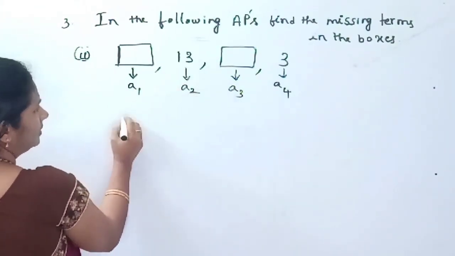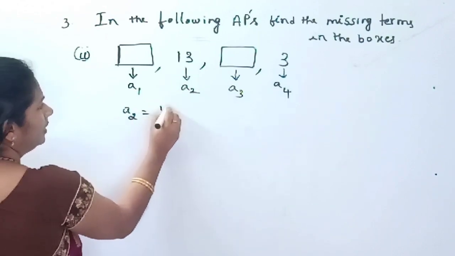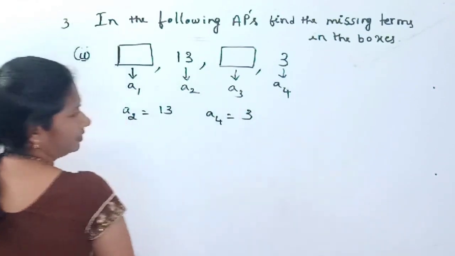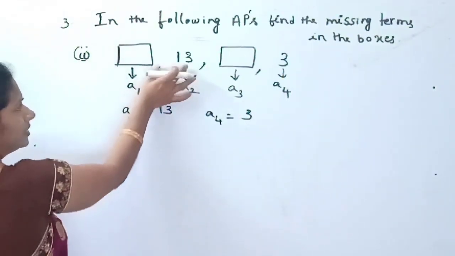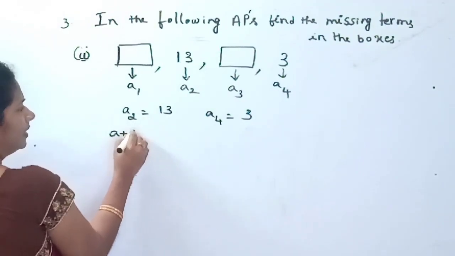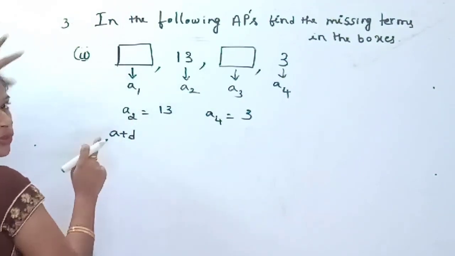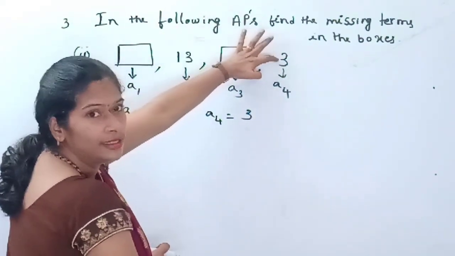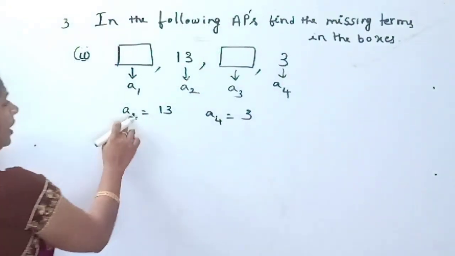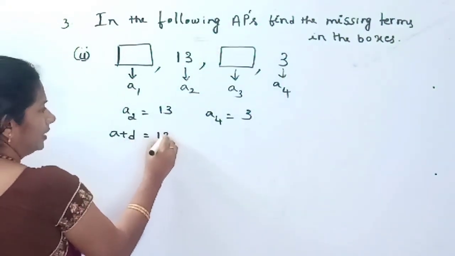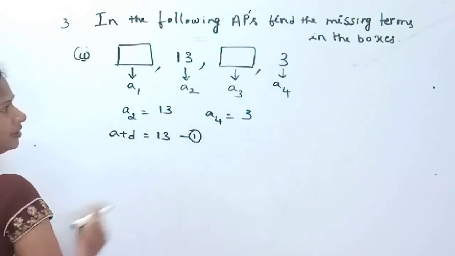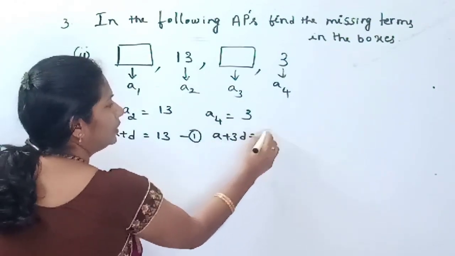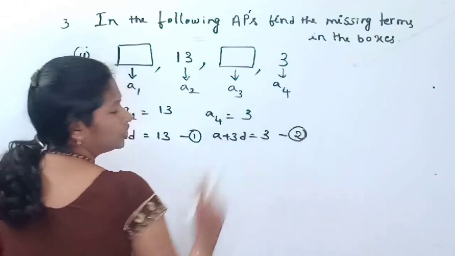Let us write what is given first, children. The A2 value is given, it is 13. Next, which value do you know? The A4 value, it is 3. It's clear? Now A2, this is the second term. The A2 value I can write as A plus D. This is, if you already know the general form of an AP: A plus D, A plus 2D, and A plus 3D. So now A2, I can write as A plus D equal to 13. Now you call that equation 1, children. Now the A4 value, that is A plus 3D equal to 3. Now we call that equation 2.